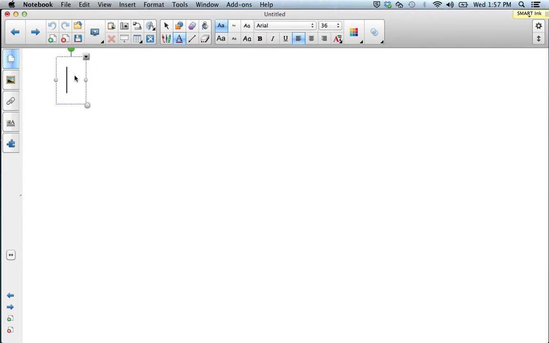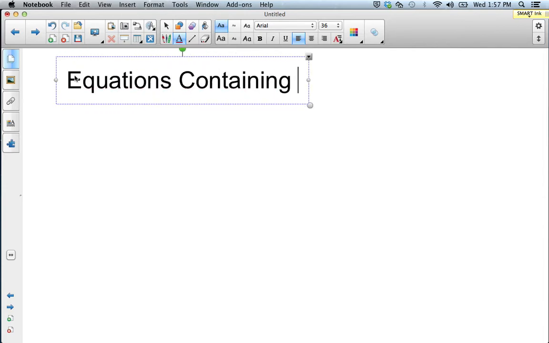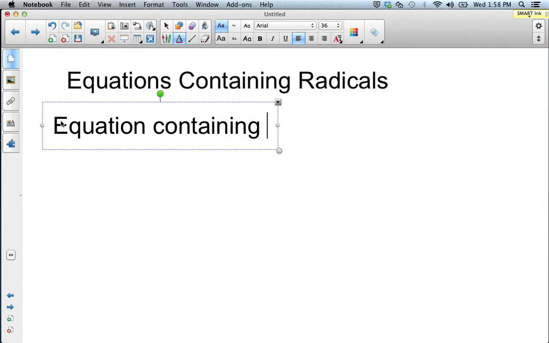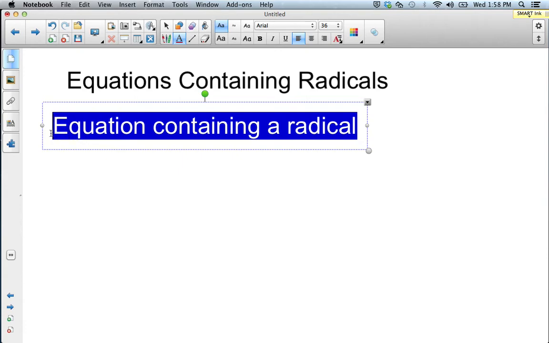All right, this lesson is titled Equations Containing Radicals. And before we get into examples and talking about exactly how to work out these problems, I want to make a distinction between an equation containing a radical and a radical equation. So, first of all, an equation containing a radical is any equation that has a radical in it.